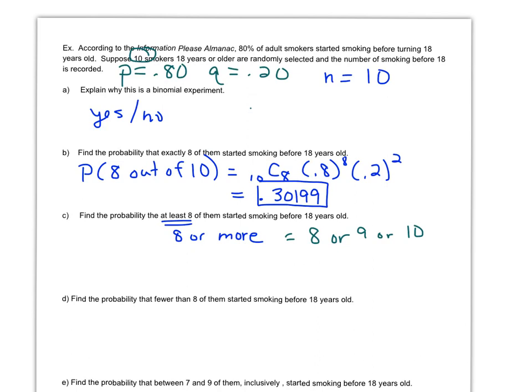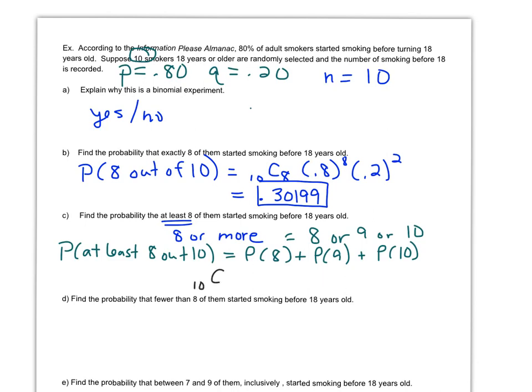So this is going to take a little bit more work because to find the probability of at least 8, I'm going to have to actually find 3 probabilities and add them together. That's going to be the probability of 8 out of 10 plus the probability of 9 out of 10 plus the probability all 10 started smoking before they were 18. So it's a very repetitive formula.